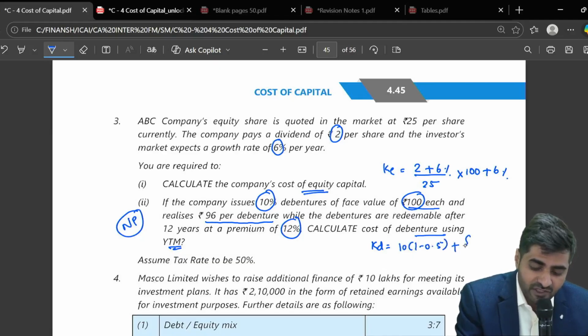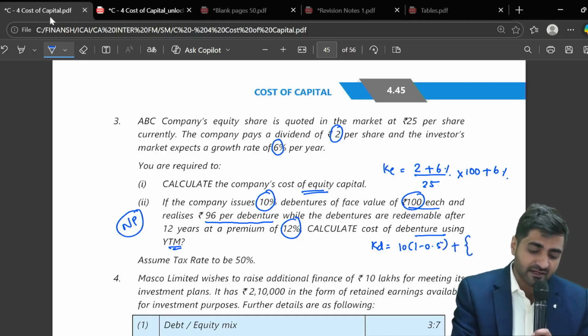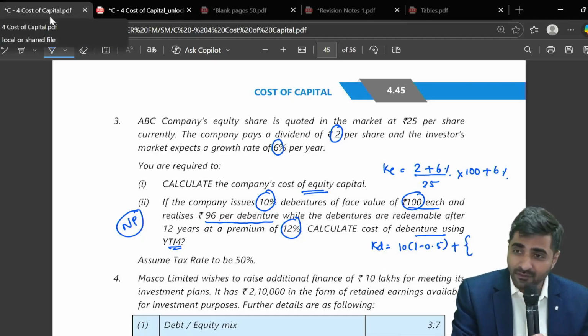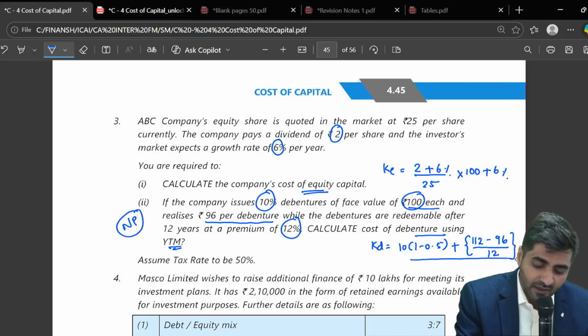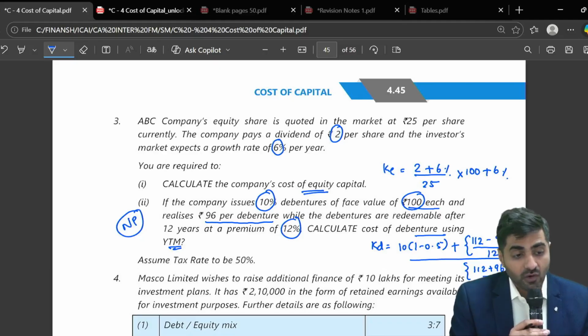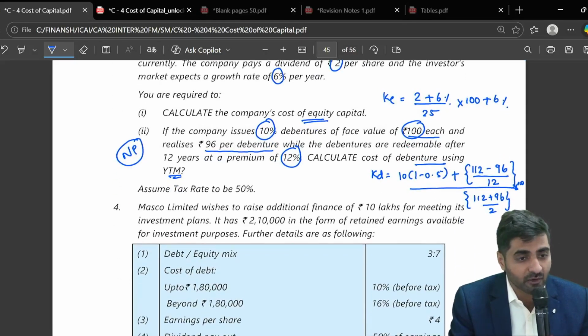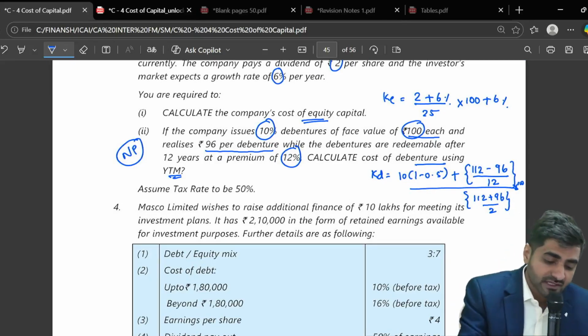What's your tax rate? 50%. What's your redemption value? Are we redeeming this at a premium? Yes or no? What's the premium, guys? 12%. So 12% premium means your redemption value will now become 112. Your net proceeds is nothing but 96. What's the life? 12 years, no? And divide that by 112 plus 96 upon 2. Give me the answer, guys. What is the answer which you are getting for your KD? Come on, fast. 6.09.